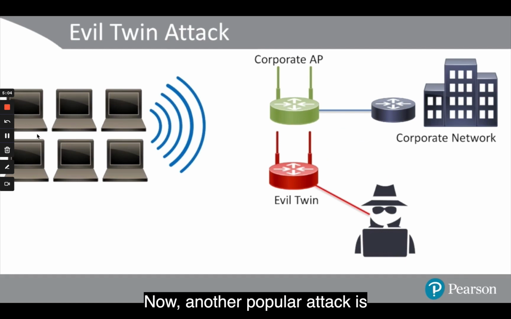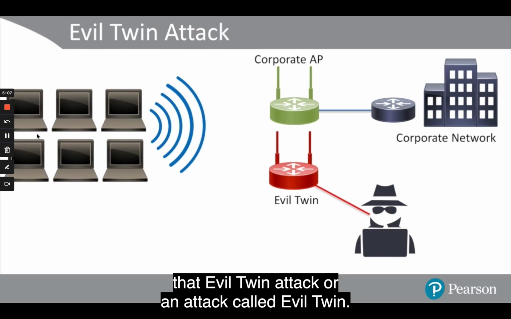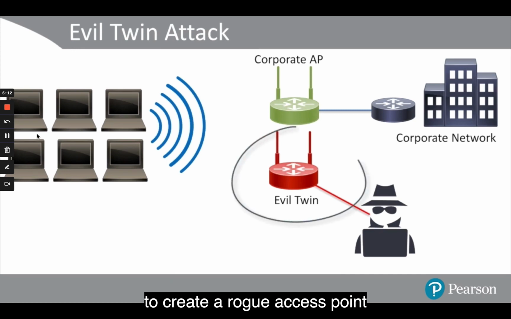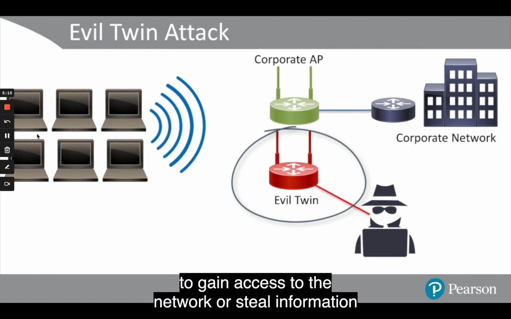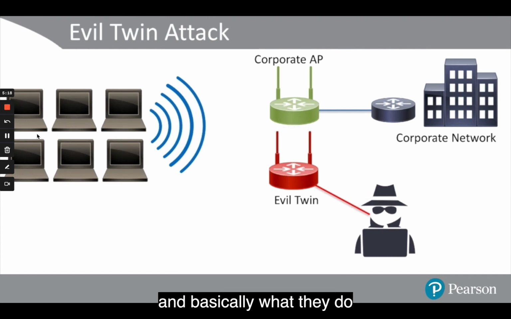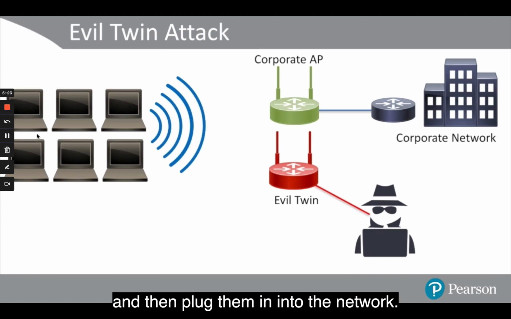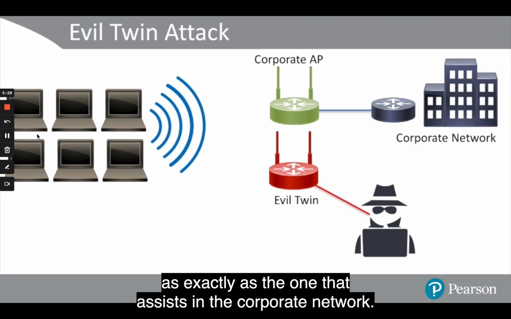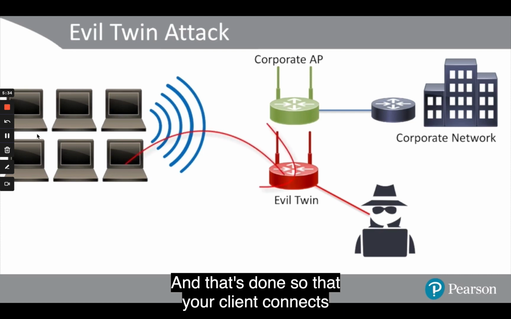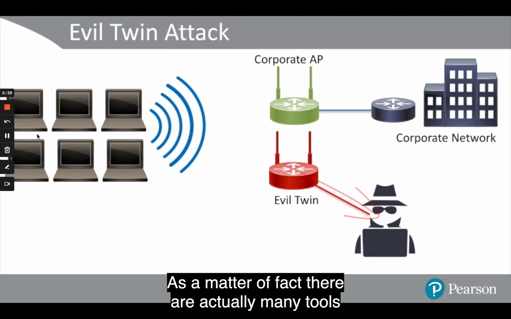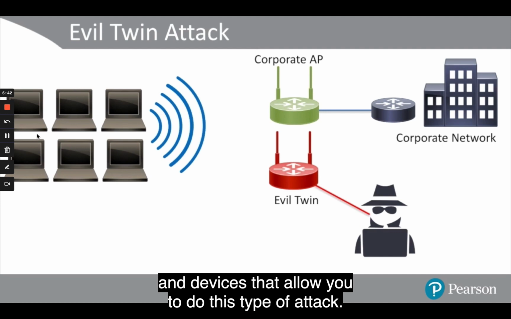Now, another popular attack is the evil twin attack. This is done when the attacker is trying to create a rogue access point to gain access to the network or steal information. Basically what they do is purchase a wireless access point or a wireless router and then plug it into the network. Then they configure it exactly as the one that exists in the corporate network. That's done so that your client connects to the access point, and then they can steal your information. As a matter of fact, there are many tools and devices that allow you to do this type of attack.